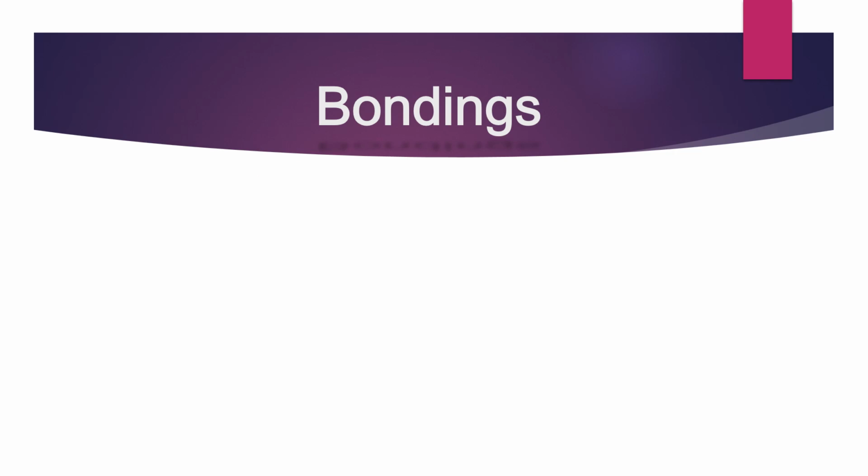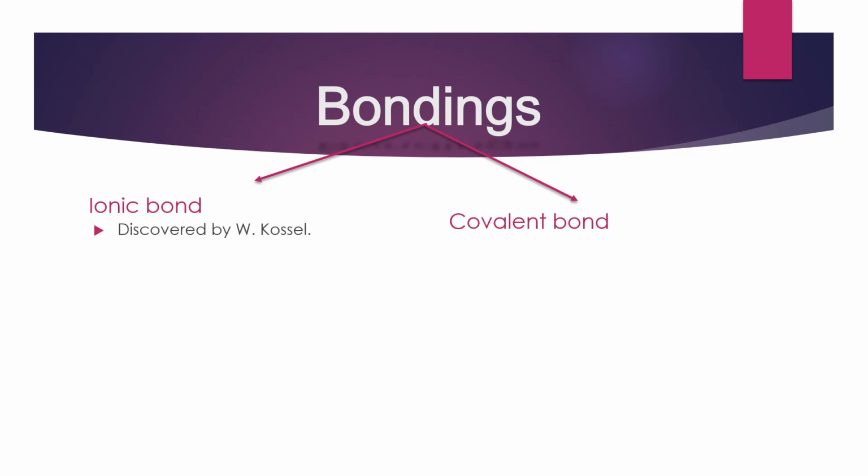Now, there are two kinds of bonds that can be made in an atom. The first one is the ionic bond and the second one is the covalent bond. Now, the ionic bond was discovered by Kossel. The ionic bond means bonding in which an atom completely loses its valence orbit's electrons. Now, it can be in the form of an octet or duplet.